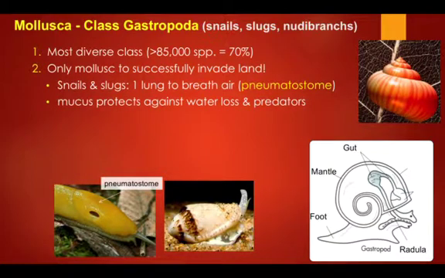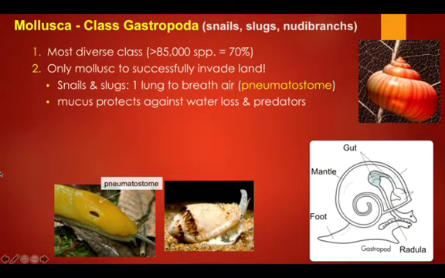The only mollusk to successfully invade land. So snails and slugs are capable of coming onto land. Some adaptations that they have allow them to come onto land. First, they have a single lung. This is called the pneumatostome. So this is highlighted here, so that's a term I want you to know. So here is the opening for the pneumatostome, and this allows them to breathe open air. So they were able to come onto land.